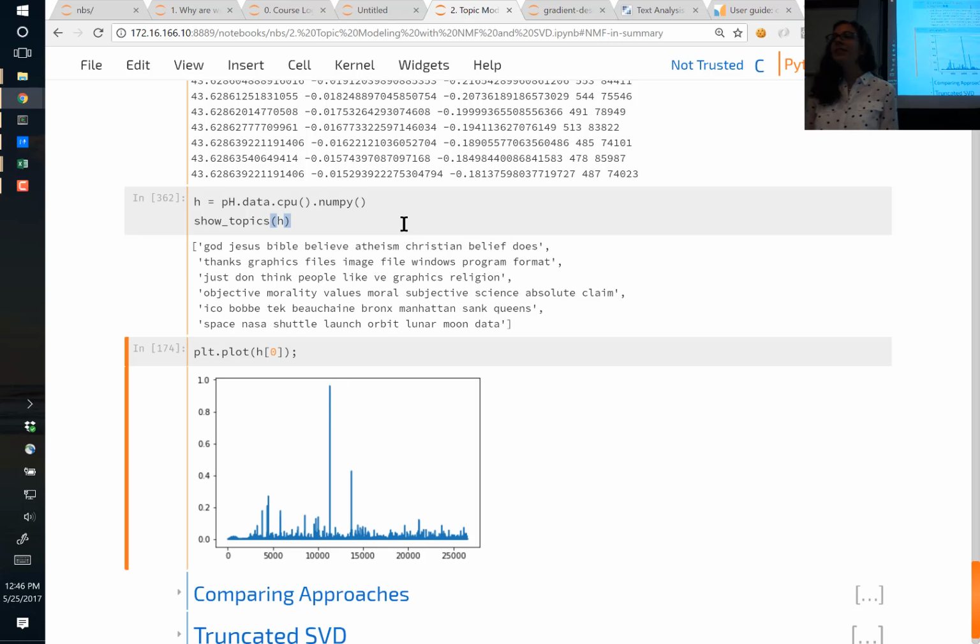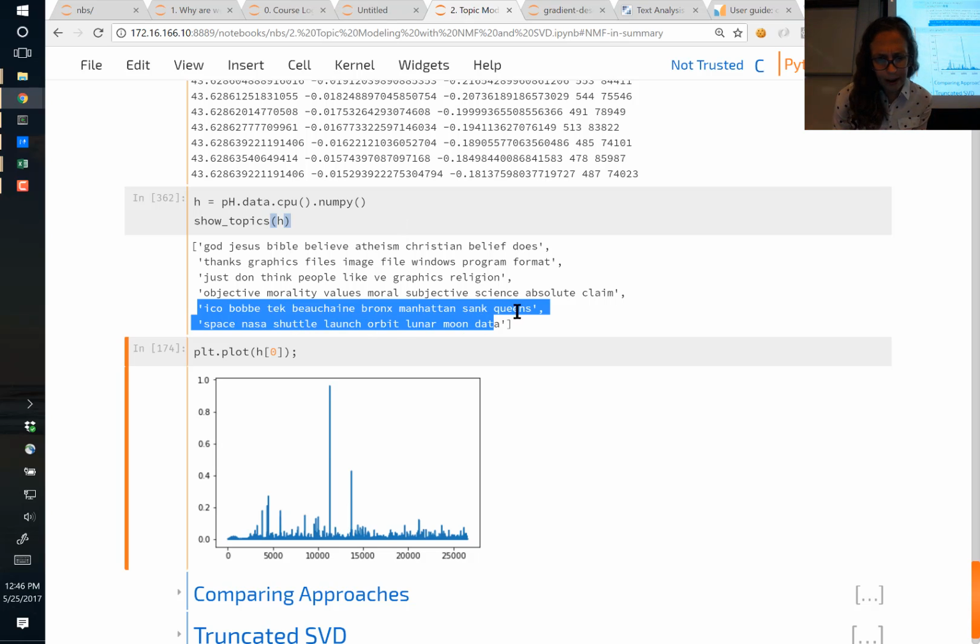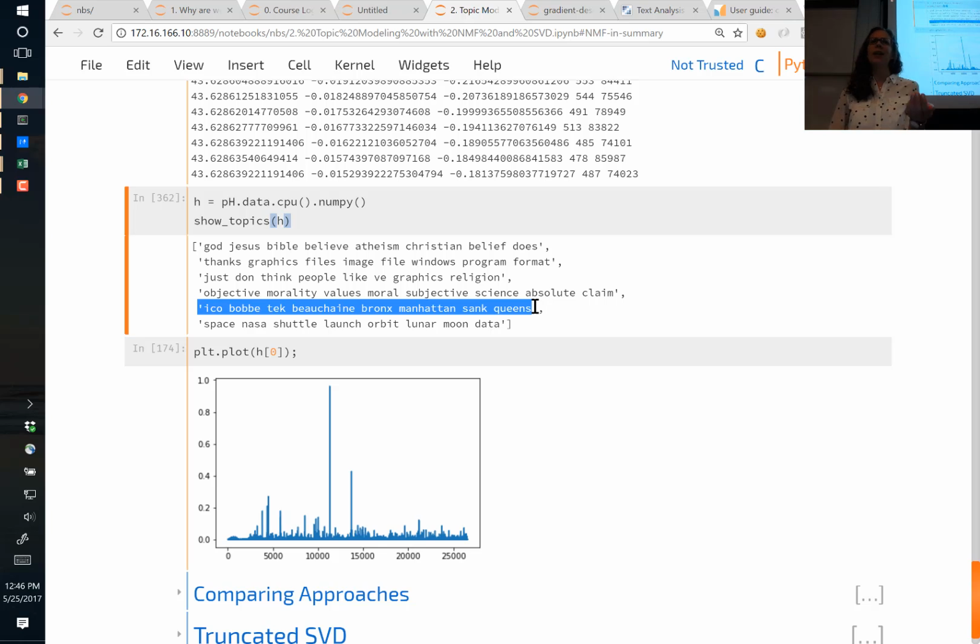We can check, and we still have great topics. So space, NASA, shuttle launch orbit, lunar moon data. Well, we do have this one random topic that we've been seeing, we saw with SVD as well. Yes?